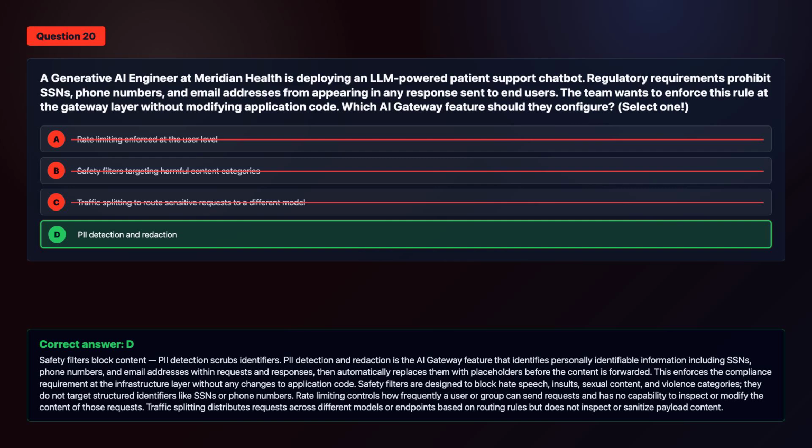Safety filters are designed to block hate speech, insults, sexual content, and violence categories. They do not target structured identifiers like SSNs or phone numbers. Rate limiting controls how frequently a user or group can send requests and has no capability to inspect or modify the content of those requests. Traffic splitting distributes requests across different models or endpoints based on routing rules, but does not inspect or sanitize payload content.